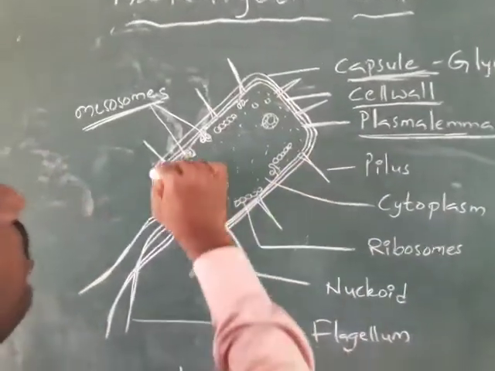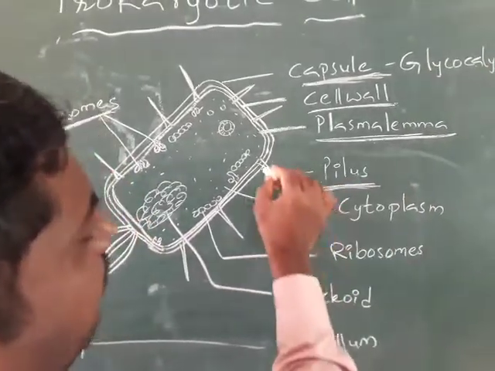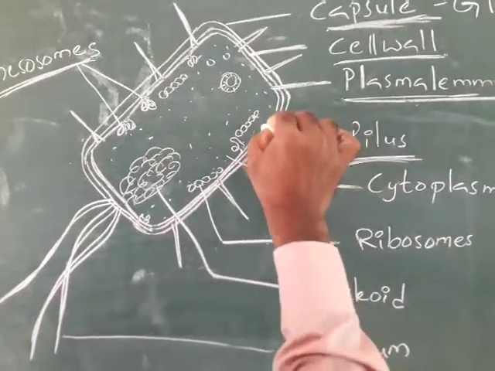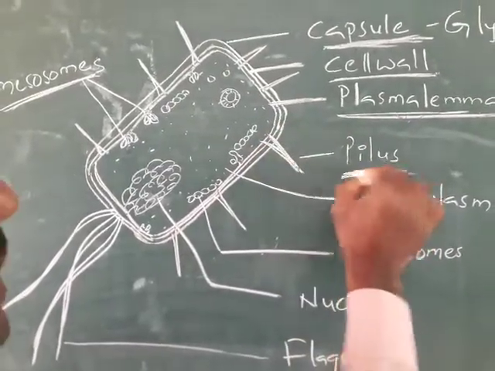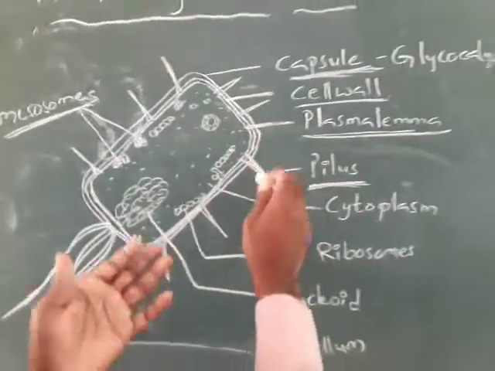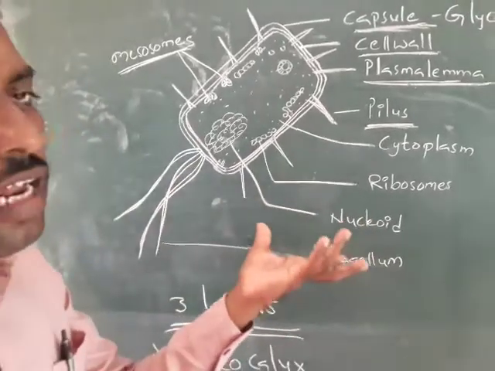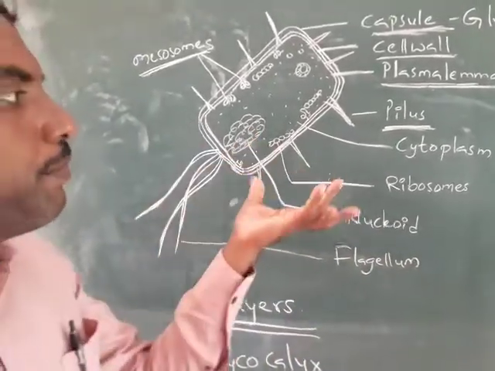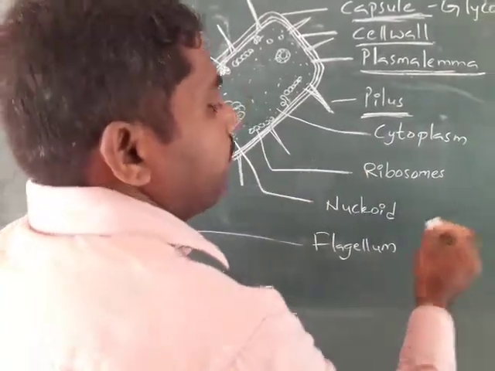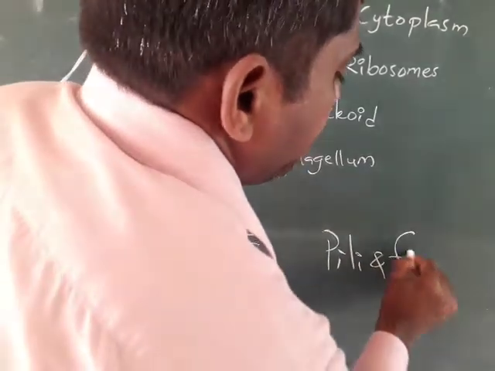And the outermost layer also has some appendages, some projections, called pilus. A larger number of these pilus structures are called pili. In some bacteria, fimbriae are also there. Pili and fimbriae.